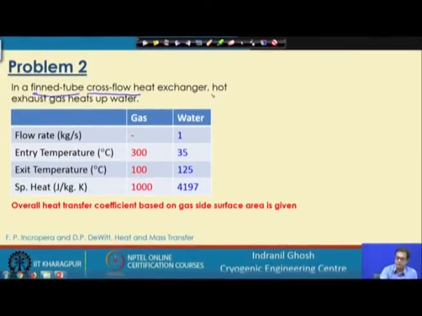In this exchanger, hot exhaust gas is heating up water, and we know the flow rate of the water, that is 1 kg per second. The entry and exit of both the fluid streams are known, and we have also been told the specific heat of the two fluids. Because we know both the inlet and exit, we know the average temperature, and we can evaluate the fluid properties at that average temperature. So, it has already been given.